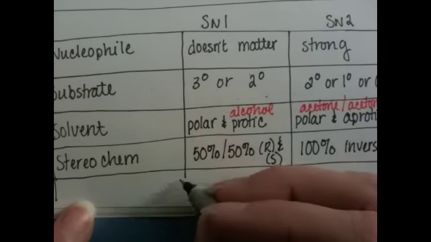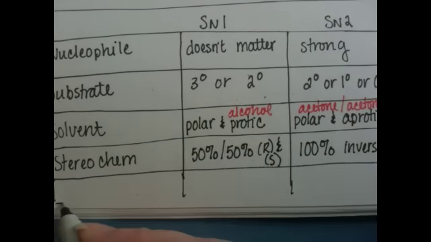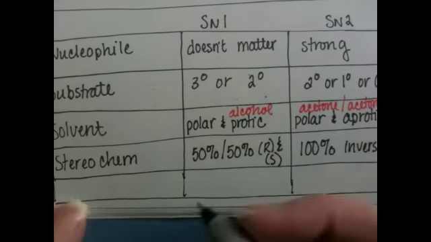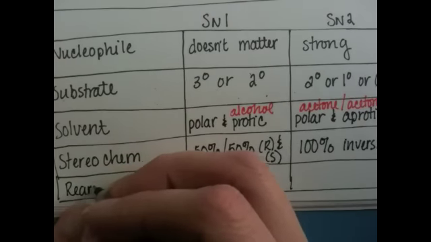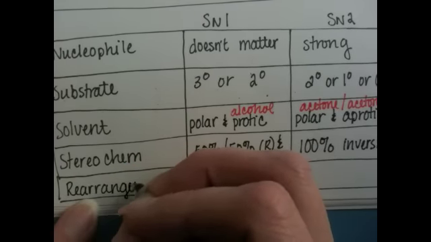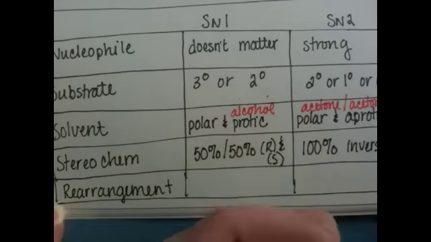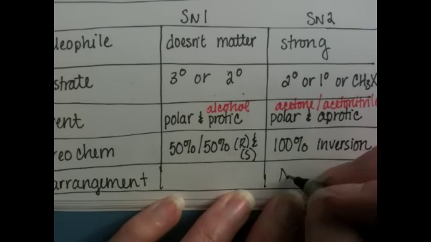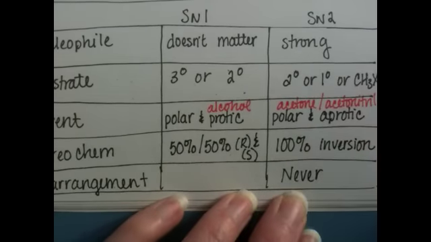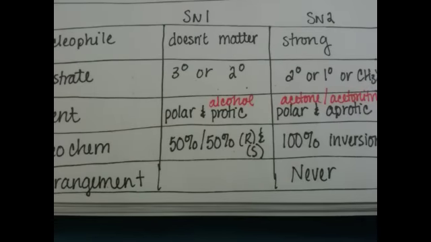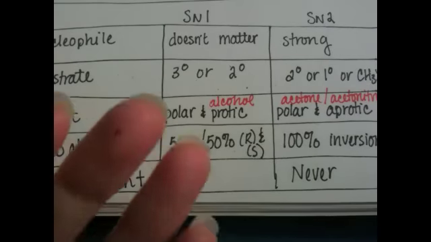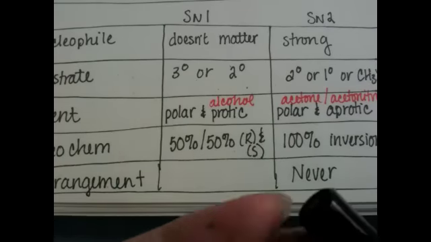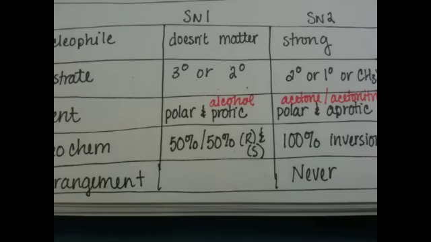We talked about rearrangement. In the SN2 mechanism, we never saw any rearrangement examples, and that's because it never happens. There's never an opportunity for rearrangement in SN2. You've got it happening all in one step. The nucleophile hitting the substrate and the leaving group popping off, all in one step, and there's never an opportunity for anything to rearrange.